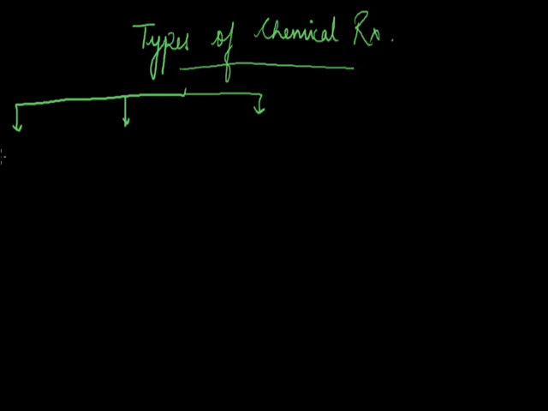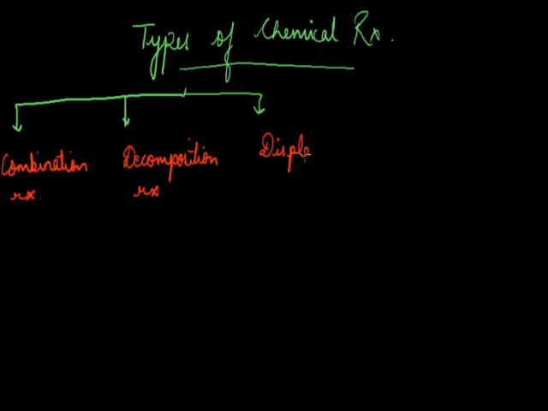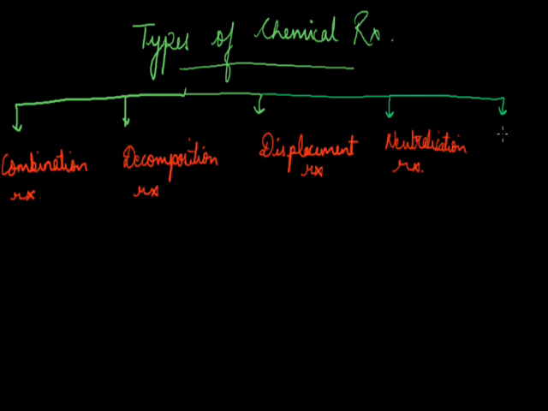The first type is the combination reaction. The second type of chemical reaction is decomposition reaction. The third type of chemical reaction is displacement reaction. Further, there is neutralization reaction, and redox reaction. These are the various types of chemical reaction.